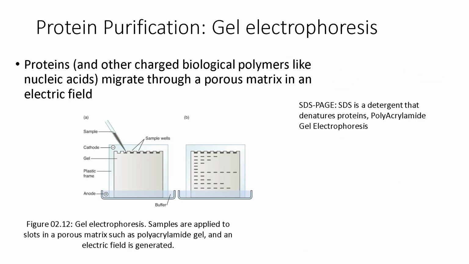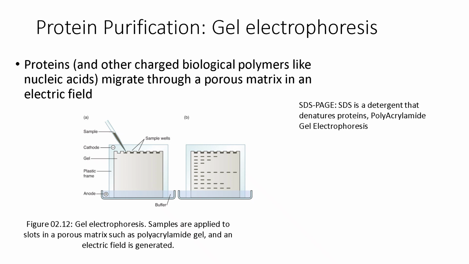Another common lab technique is gel electrophoresis. This method separates proteins based on size and charge using an electric field through a gel matrix. The proteins move through the gel at different rates depending on their physical characteristics.